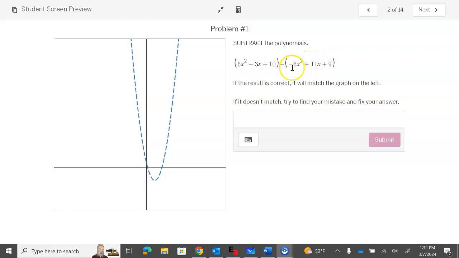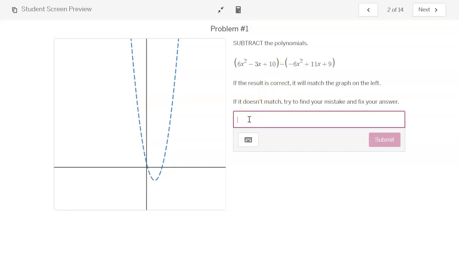So this 6x squared will turn into a positive 6x squared. This 11x will turn into a negative 11x. And this 9 will turn into a negative 9. And then I'm going to underline all the like terms. So I'm going to have a 6x squared and a 6x squared. Remember, this turned positive. When I combine those, that gives me 12x squared.